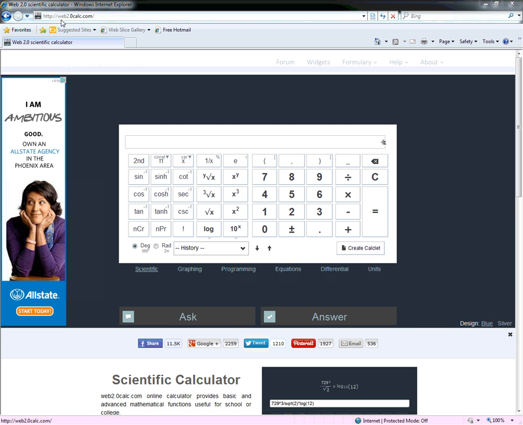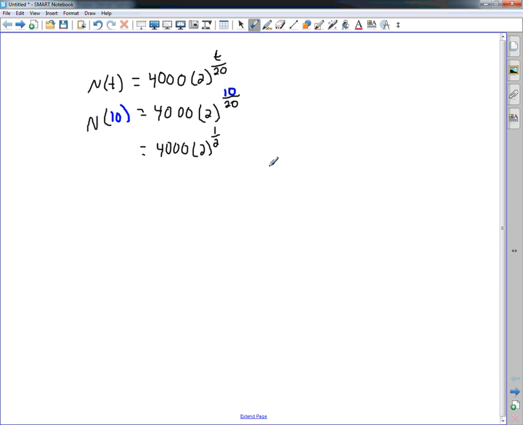Okay, so we have our Web 2.0 calculator. This is the one that I provided in the forums for you. It's just a free online scientific calculator. If you don't have the link, you can just put into Google free online scientific calculator and you should see this one. Okay, so again, we're going to start with order of operations that says 2 to the power of 1/2. Then we're going to multiply it by 4,000.